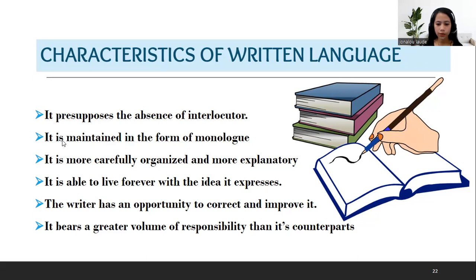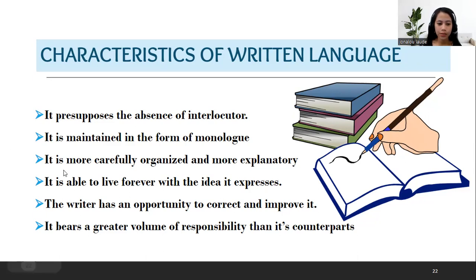Okay, next characteristic we have here is that written language is maintained in the form of a monologue. Earlier, spoken language was maintained in the form of dialogue. But this characteristic of written language is in the form of a monologue because we just read what is on the paper, right? It would be strange to talk to the paper literally. So that's why it is in the form of a monologue.